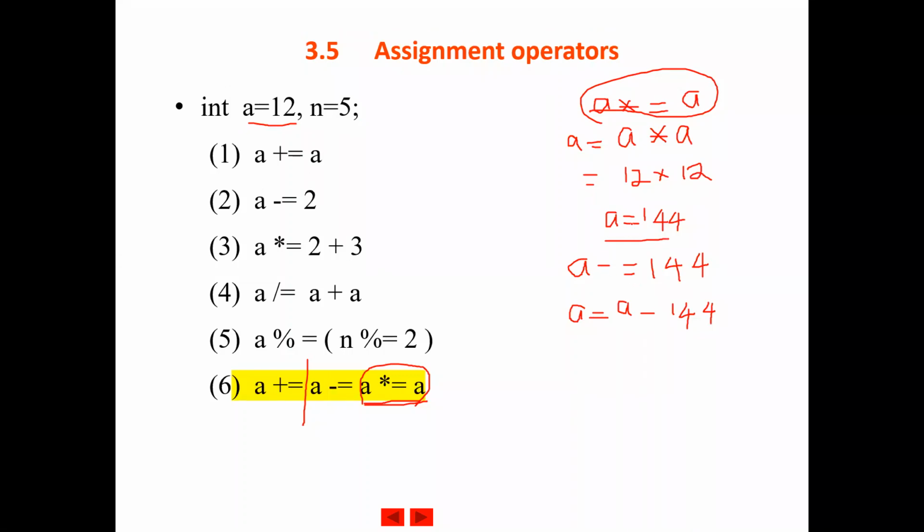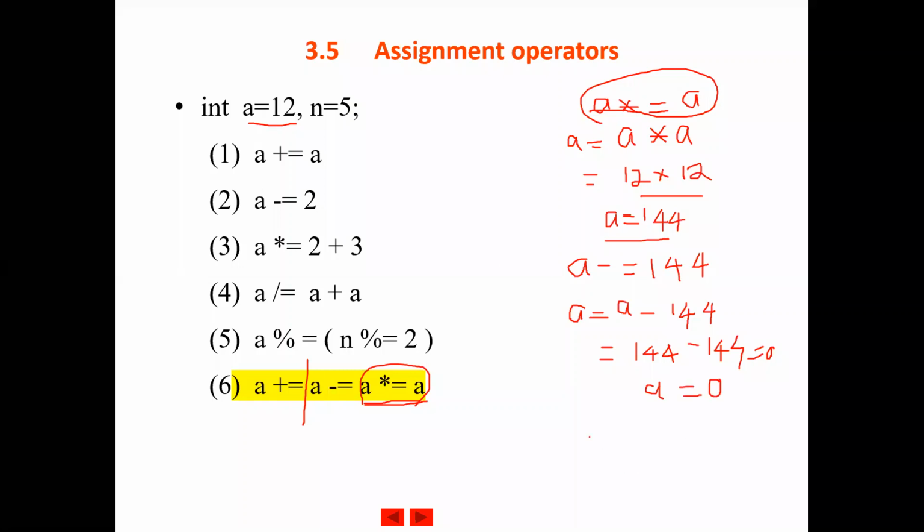Now the current value of A is 144 because we already assigned the calculated value of A on the left, whatever we got from the right hand side, with this equal to symbol. We are assigning the new value of A as 144. So hereafter we have to substitute the value of A as 144. So here it will be 144 minus 144. Understood? When we substitute, we get 0. So now the new value of A is assigned as 0.